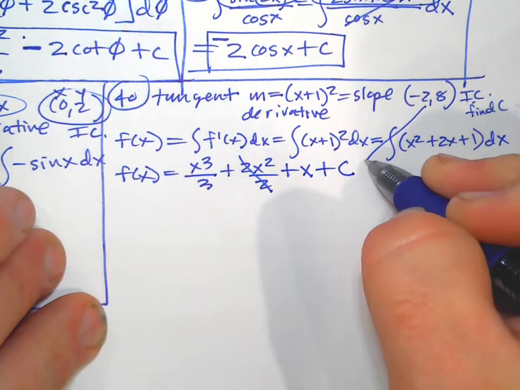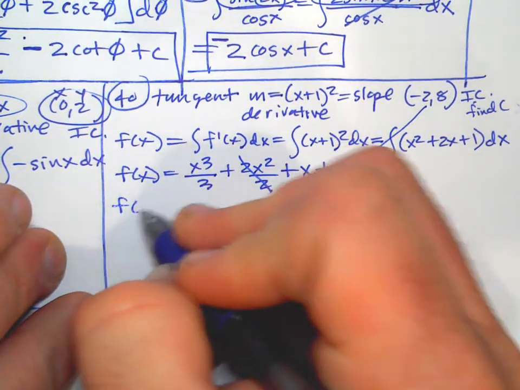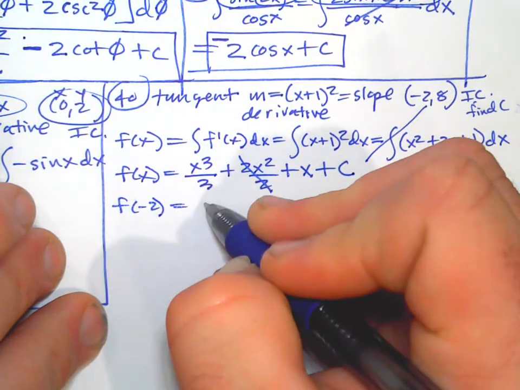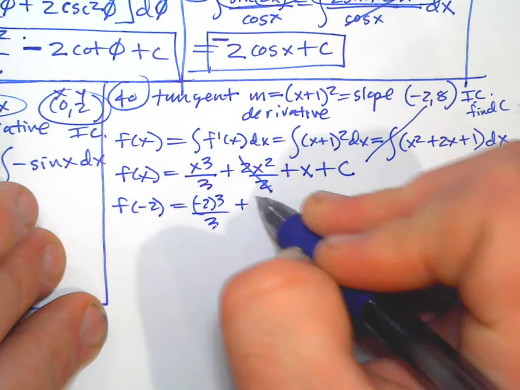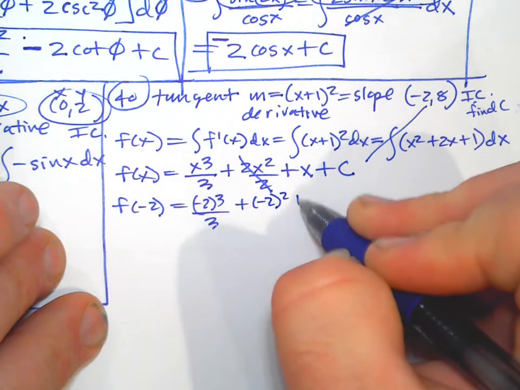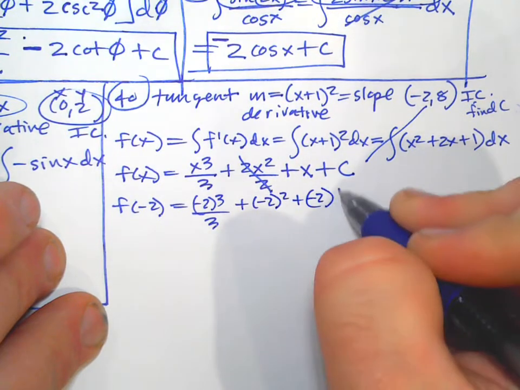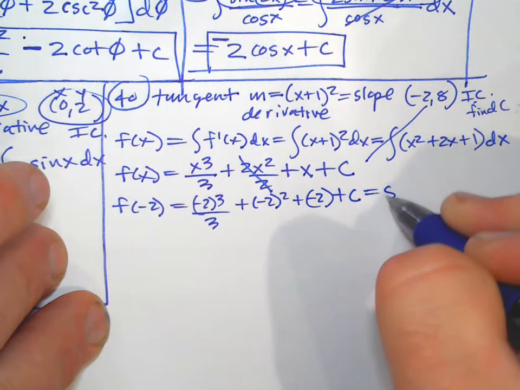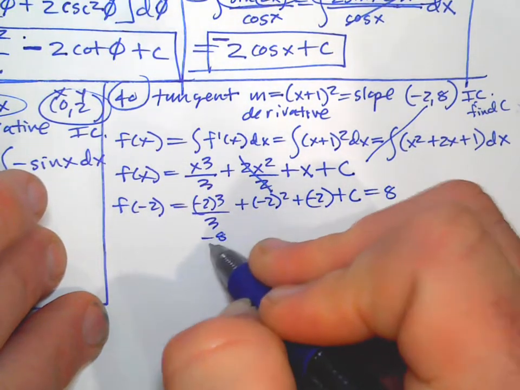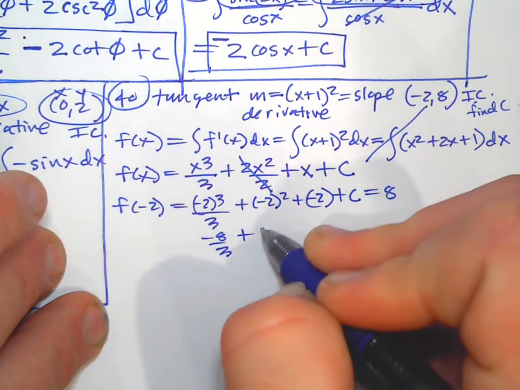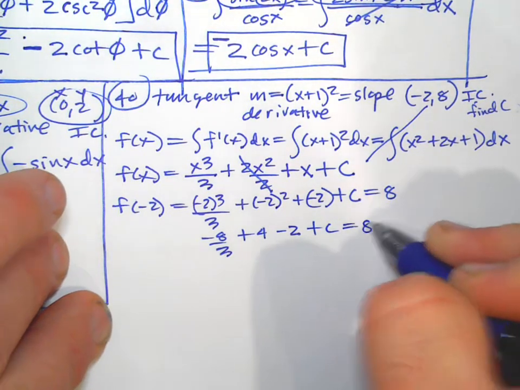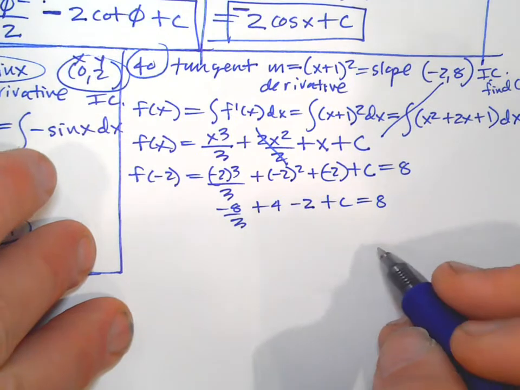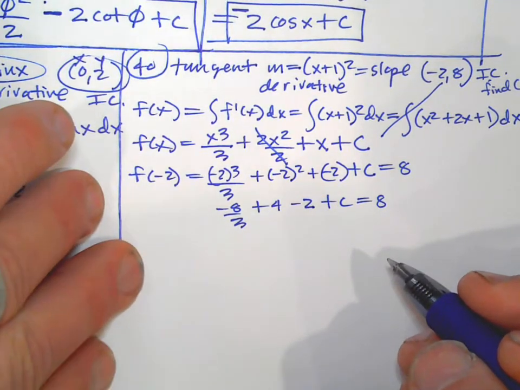And now we're going to use that to find our plus c. So we're going to plug in negative 2. It's going to give you, and it should come out to 8. So this is negative 8 thirds plus 4 minus 2, right? So it depends on how we want to deal with this.